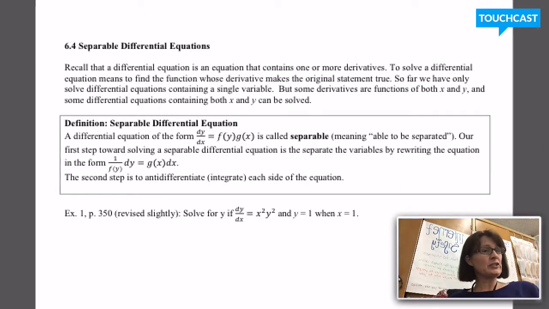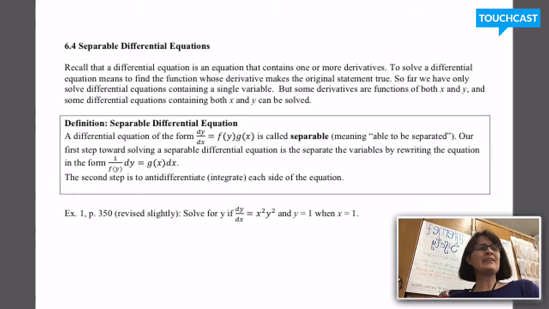So far, second semester, we've been taking antiderivatives of functions that have just been plain functions of x. But recall that we do know how to take derivatives that contain both x and y. So our next step here in 6.4 is to use what's called separation of variables to find antiderivatives of functions that are written as functions of both x and y.